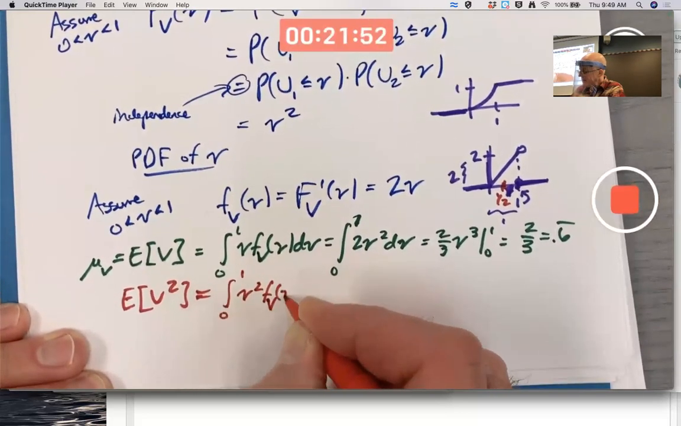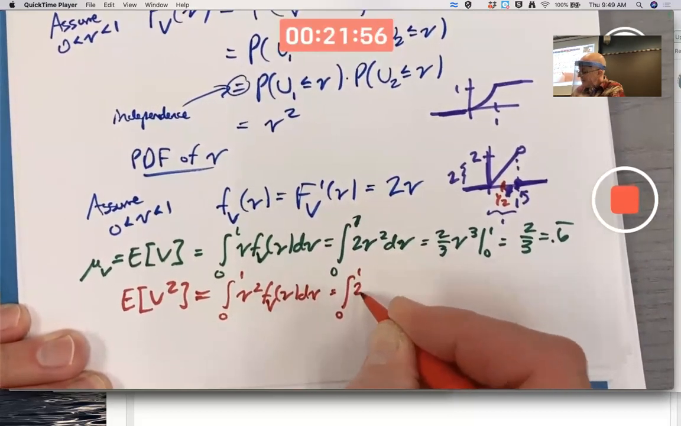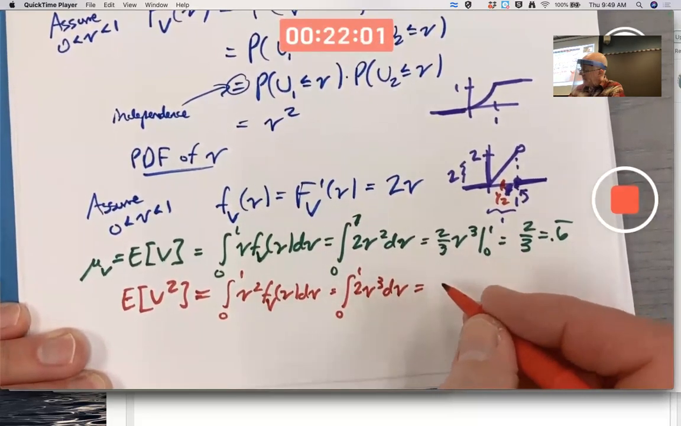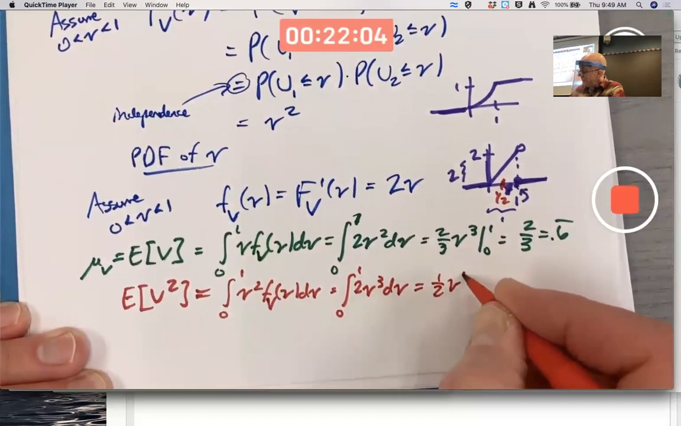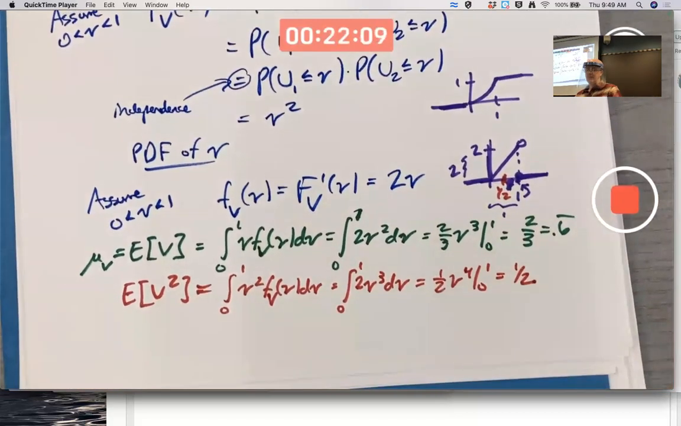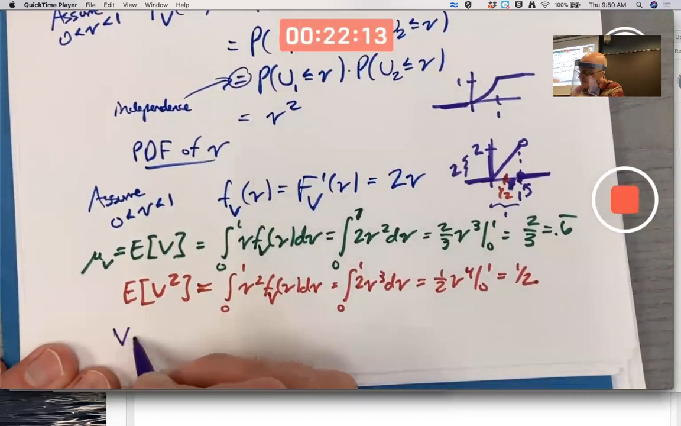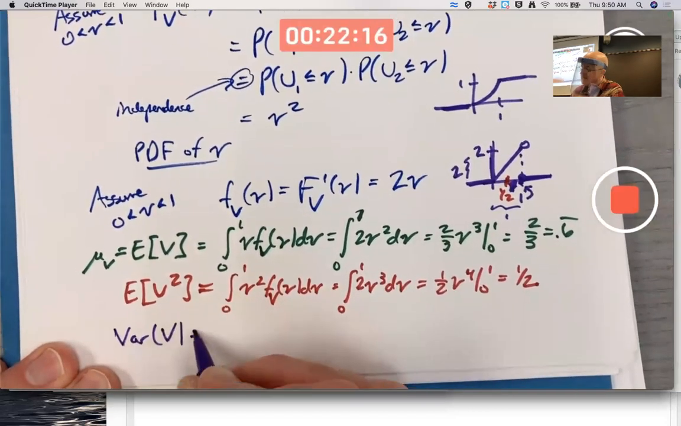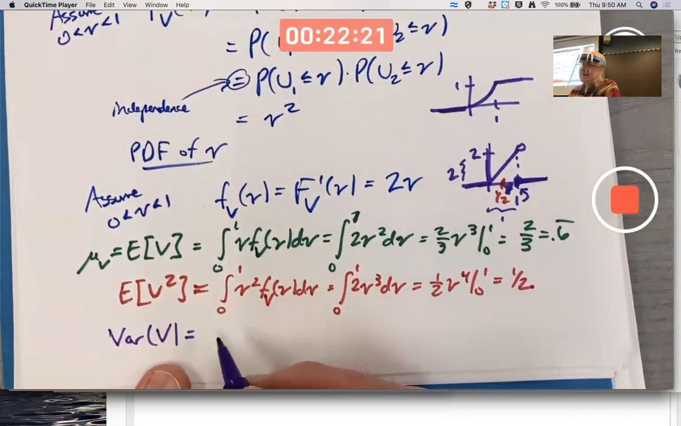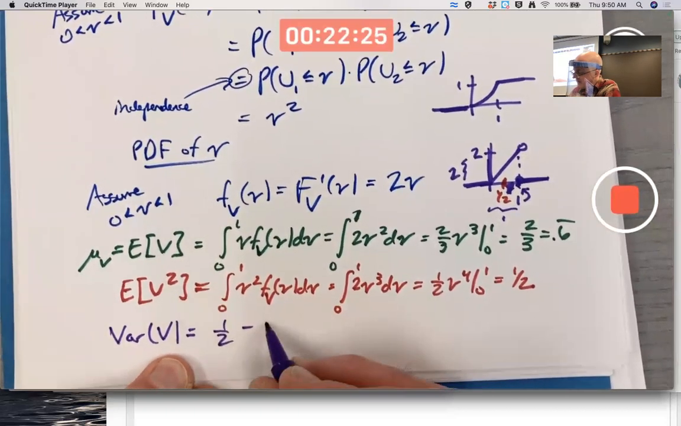Here's the second moment. You're ultimately going to integrate 2v cubed from 0 to 1. That'll be 1/2 v to the 4th from 0 to 1, and that means the second moment is 1/2. And therefore, the variance. Some people were forgetting that the variance is not the second moment. It's an easy mistake to make, but it's always the second moment minus the square of the first moment.